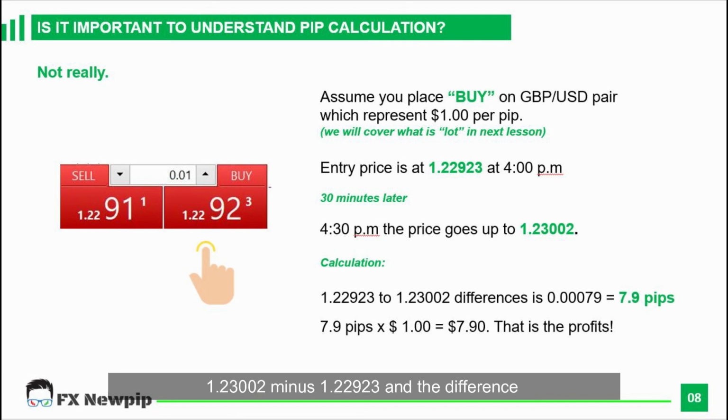The calculation is 1.23002 minus 1.22923, and the difference is 0.00079, or equivalent to 7.9 pips. We take 7.9 pips times $1, which will bring us a profit of $7.90. Please take note, different trading accounts carry different pip values. I will cover this in my next lesson.